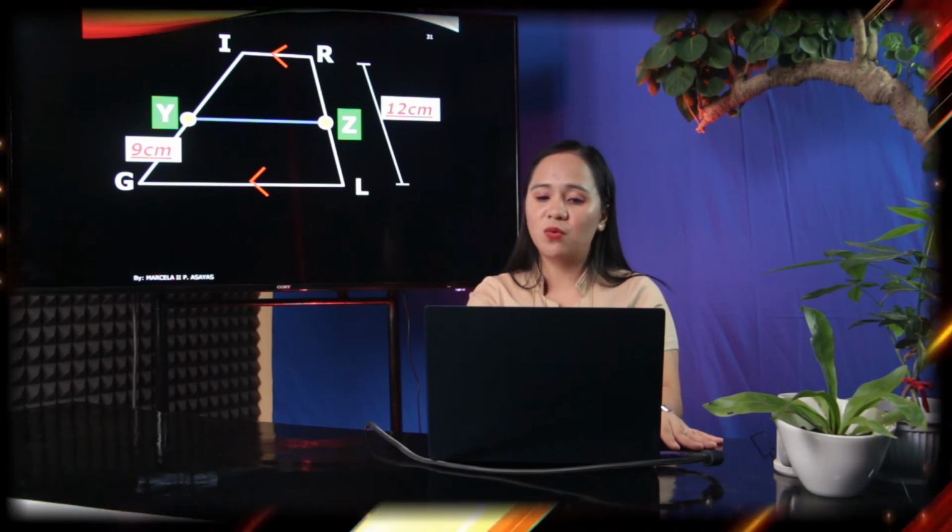Last question. If IR measures 7 centimeters and GL measures 13 centimeters, how long is YZ? Again, if IR measures 7 centimeters and GL measures 13 centimeters, how long is YZ? You're right, it is 10 centimeters.